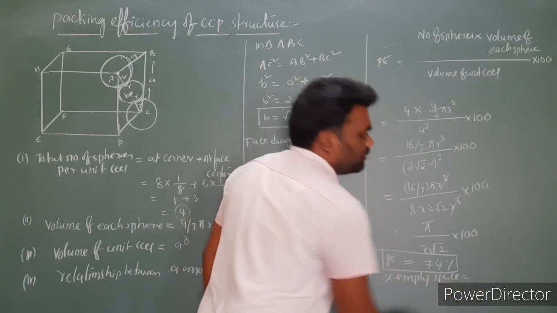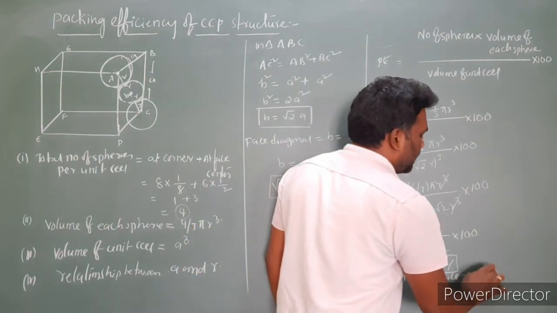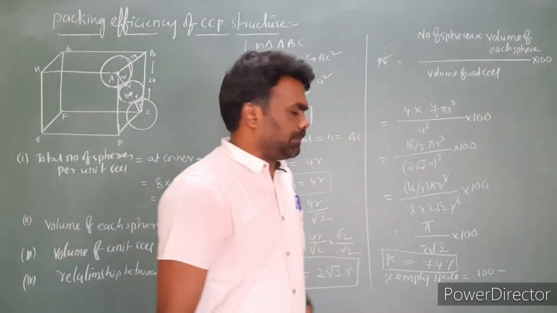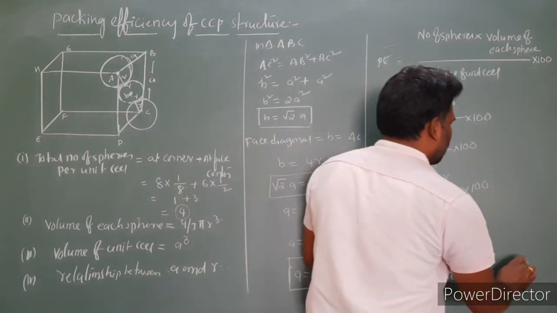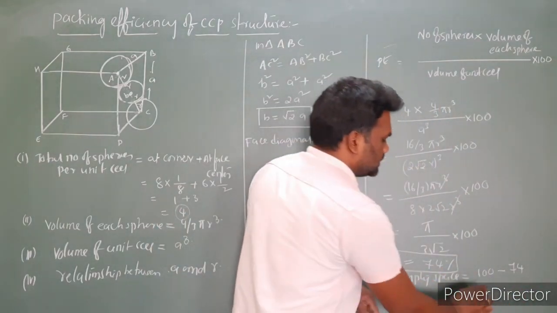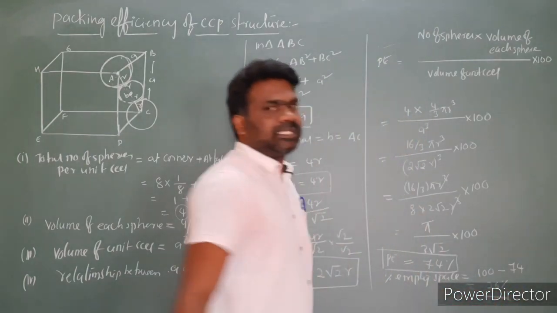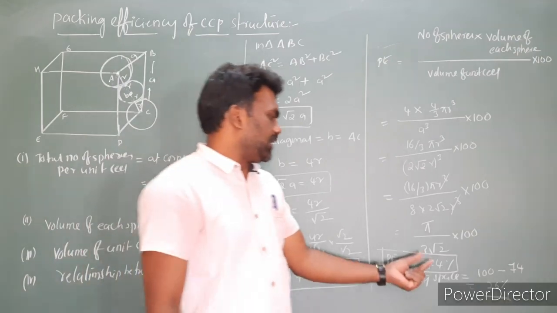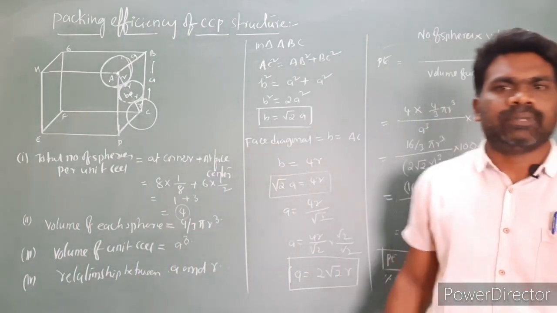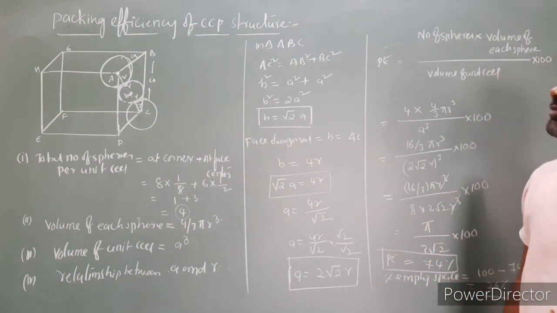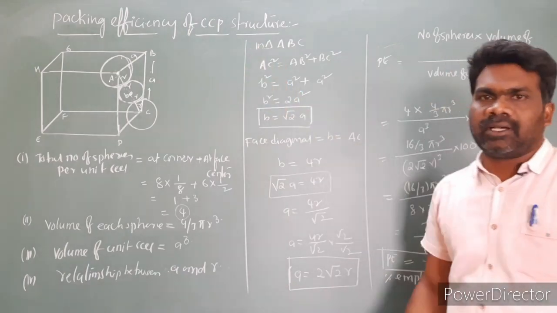The percentage of empty space is equal to 100 minus packing efficiency. Packing efficiency we got how much? 74. So 100 minus 74 is equal to how much we got? 26%. So the empty space is 26%. The packing efficiency is 74%. So this is the packing efficiency of CCP or FCC.